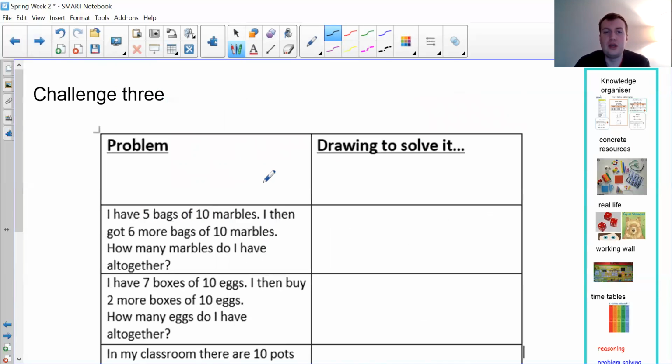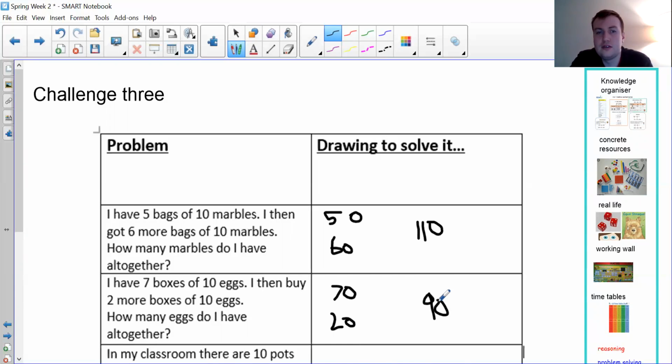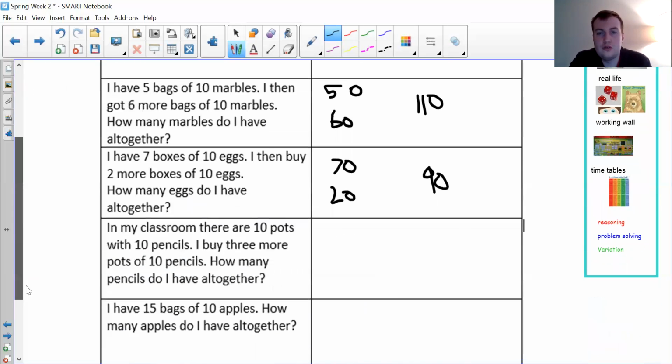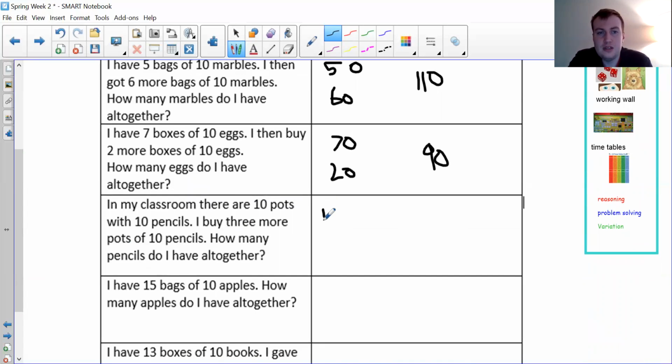Right. Challenge 3. This one was a bit trickier. So you would have broken it out to find out I have 50. I then get 60 more. And I add them together to get 110. Next up, I have 70. I get 20 more. I add them together to get 90. So there are 100 pencils. I get 30 more. 130.